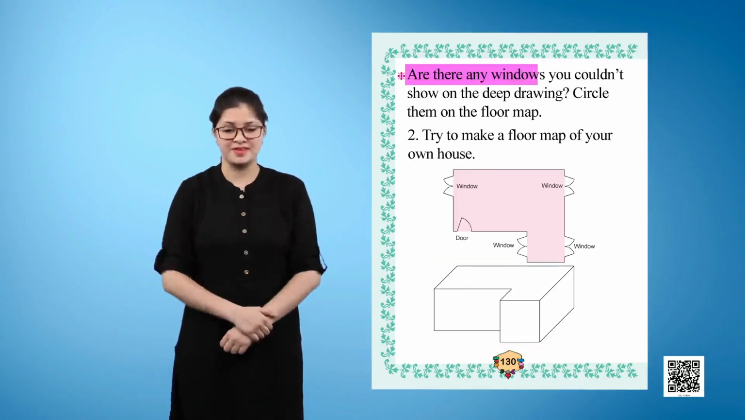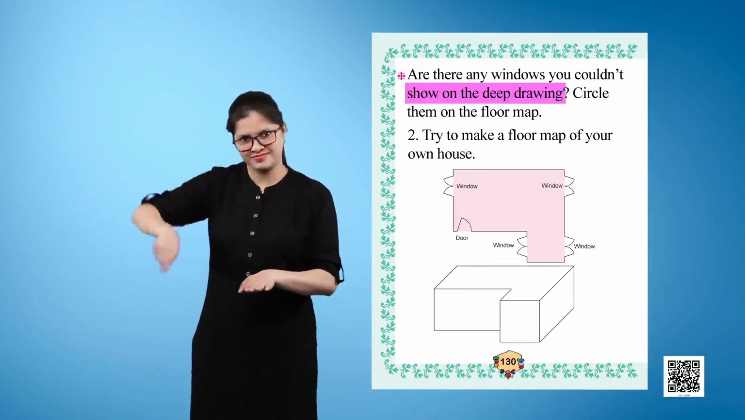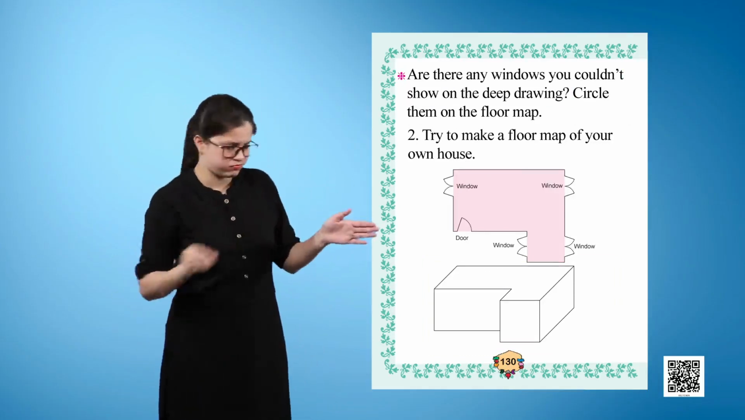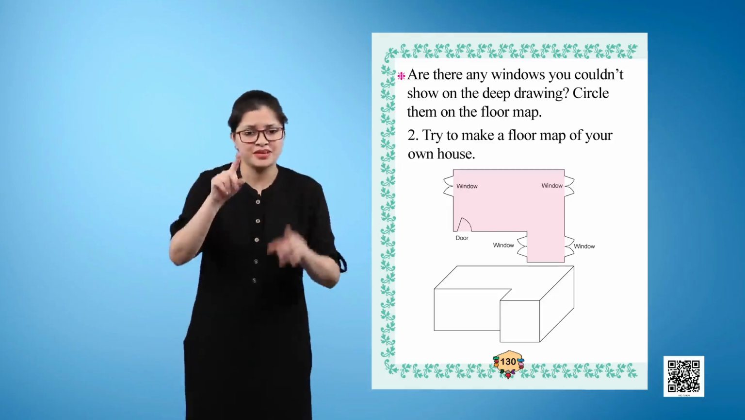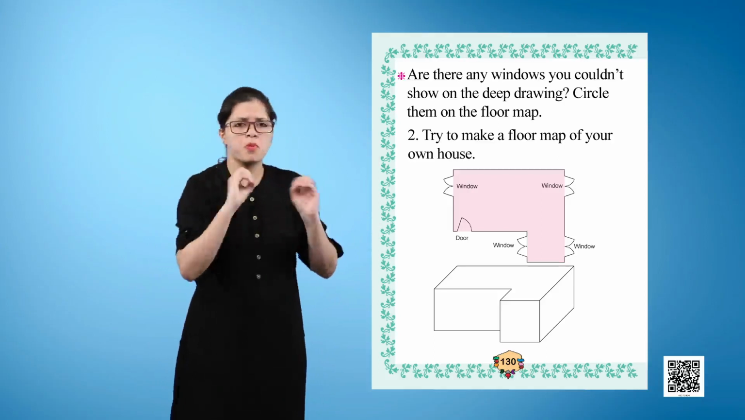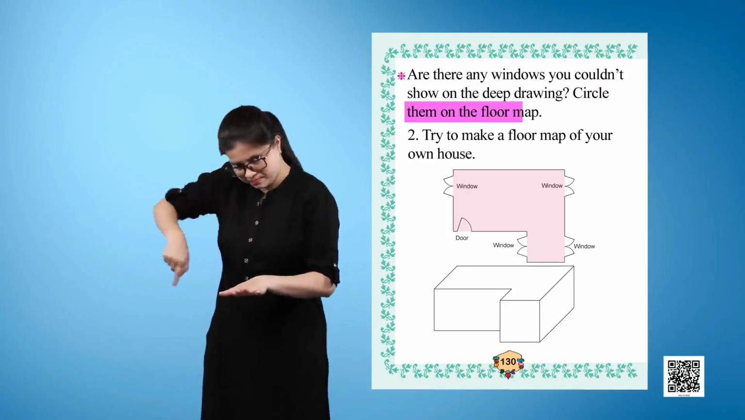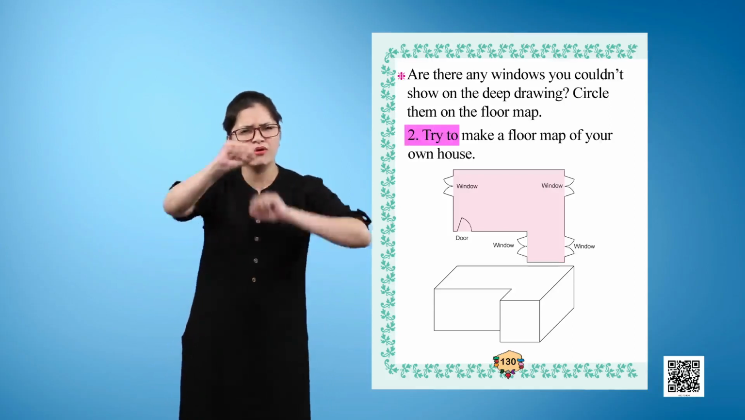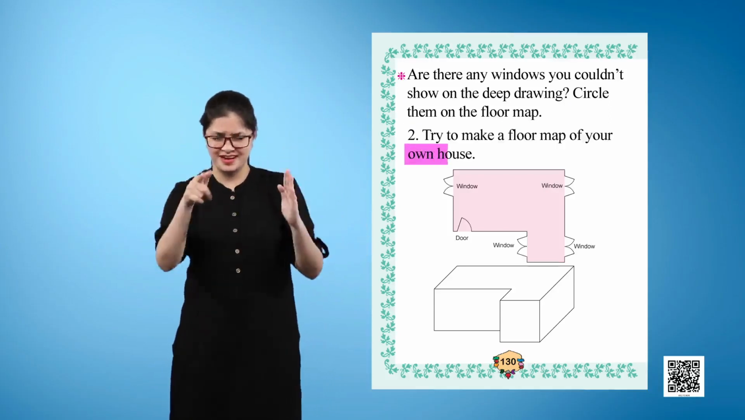Are there any windows you couldn't show on the deep drawing? Circle them on the floor map. 2. Try to make a floor map of your own house.